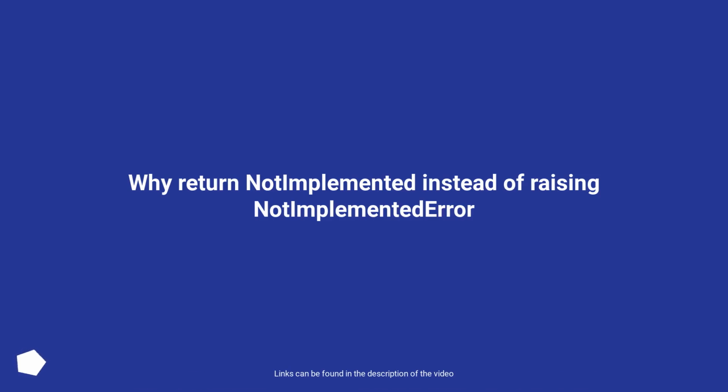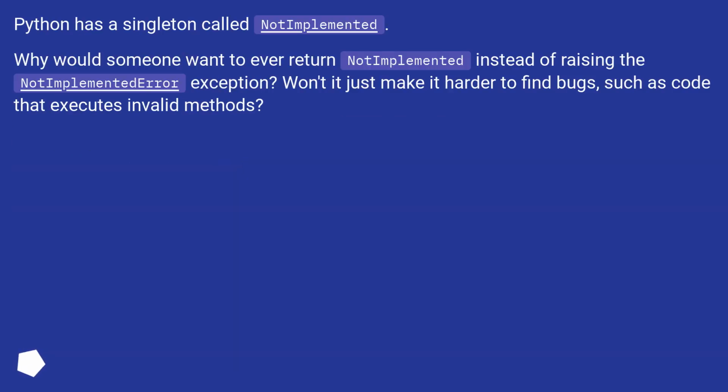Why return NotImplemented instead of raising NotImplementedError? Python has a singleton called NotImplemented. Why would someone want to ever return NotImplemented instead of raising the NotImplementedError exception? Won't it just make it harder to find bugs, such as code that executes invalid methods?